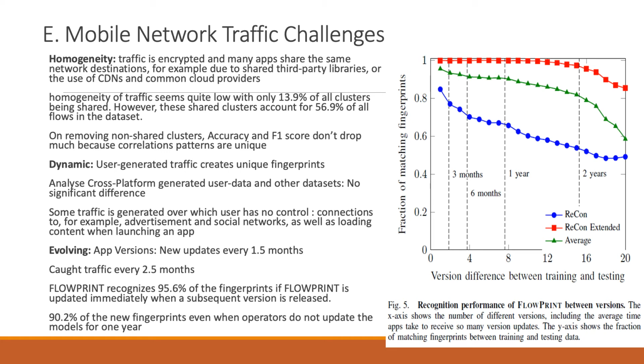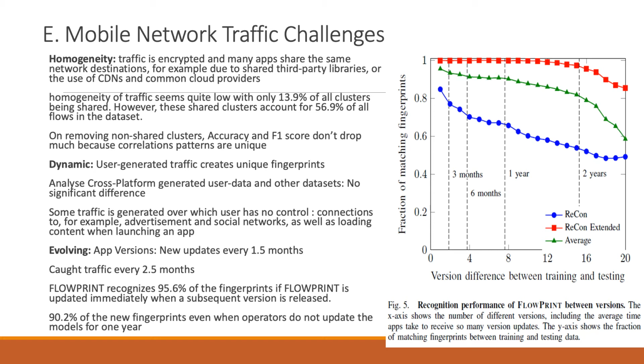Next is mobile network traffic challenges. For homogeneity, a lot of clusters showed shared activity, which is why they were clustered together, and they were just 39% of the clusters. But together they were about 56.9% of the flows in the data set. But even if you remove the non-shared clusters, the accuracy and F1 score were not dropping because the correlation patterns are unique. So this means it can counter the problem of homogeneity.